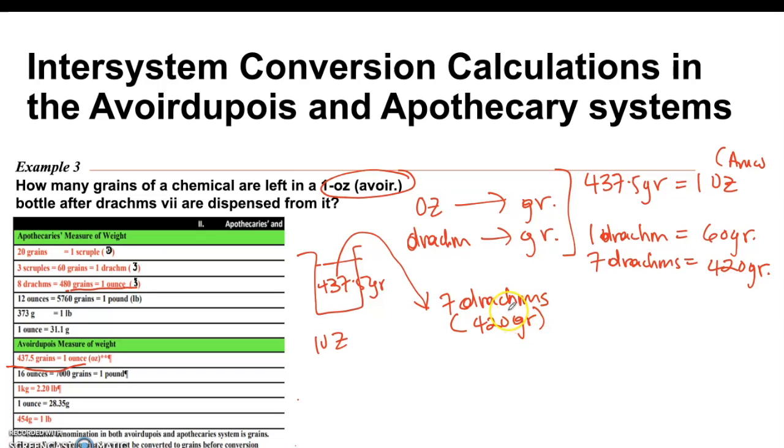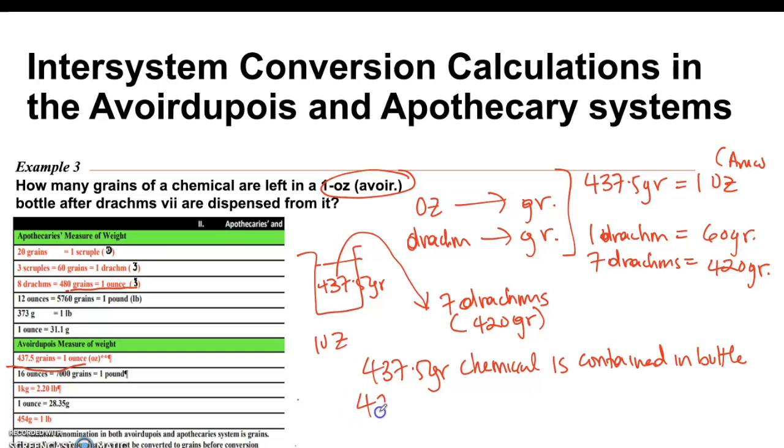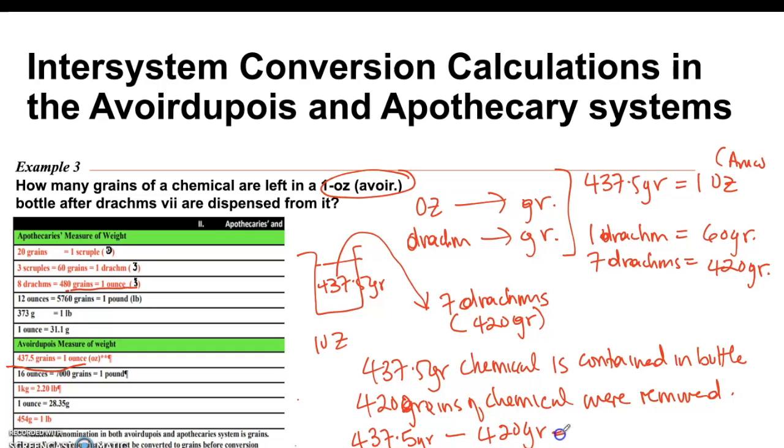So it simply means then that if we should now convert everything to grains, we know that 437.5 grains of the chemical is contained in the bottle. And from that 437.5 grains, 420 grains of chemical was removed. So therefore, the amount that is left in the bottle would be 437.5 grains minus 420 grains, which will give us a total of 17.5 grains of chemical left.